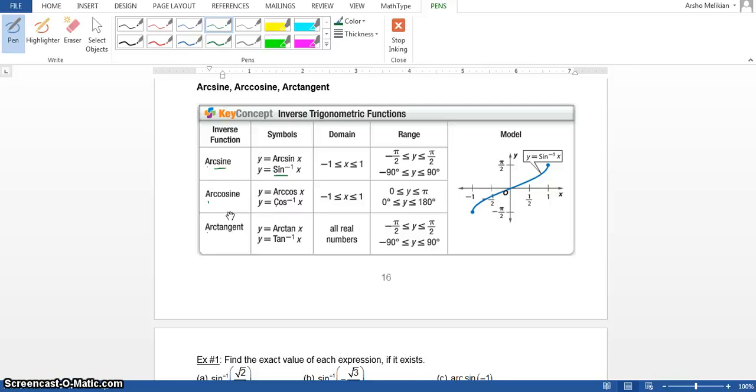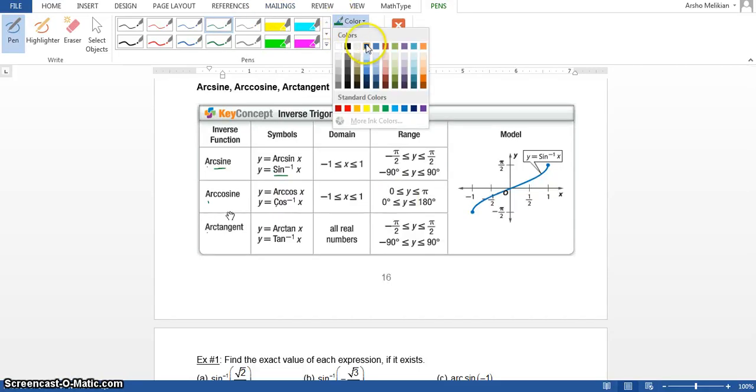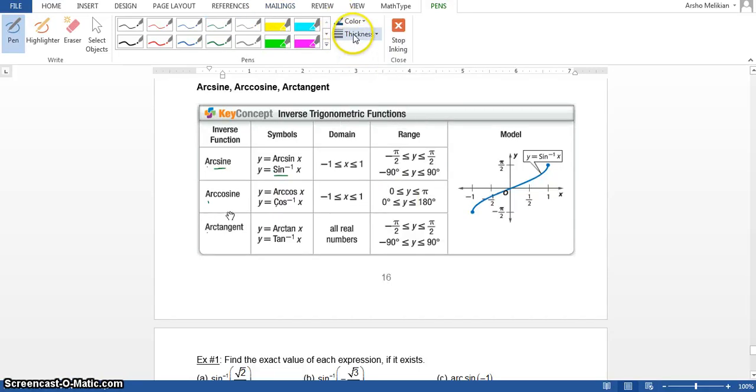Okay. So let's go in here to some of these examples. The first one says to find the exact value of each expression.